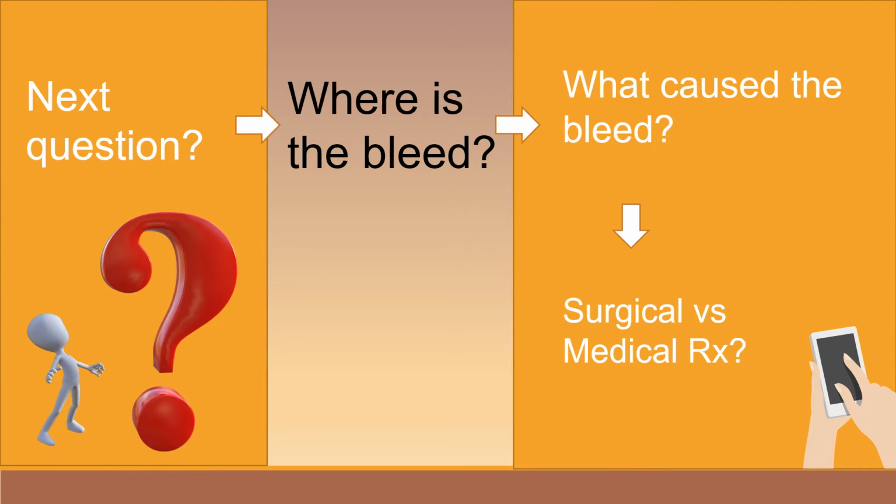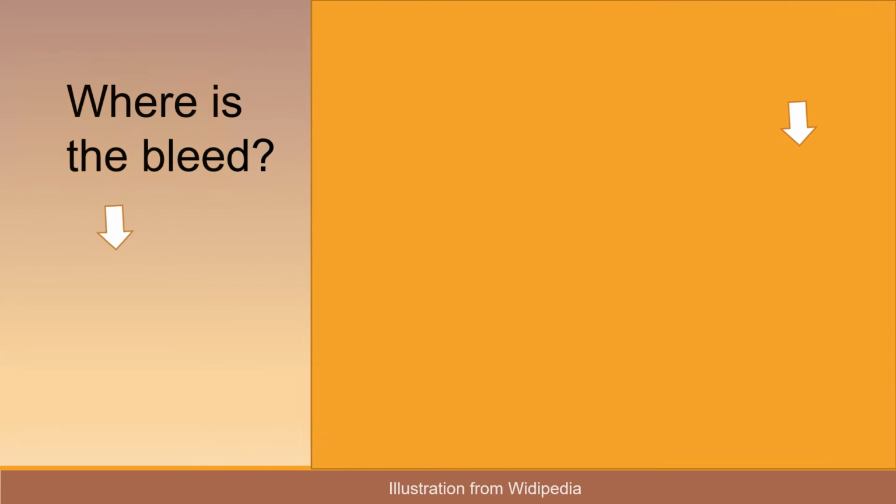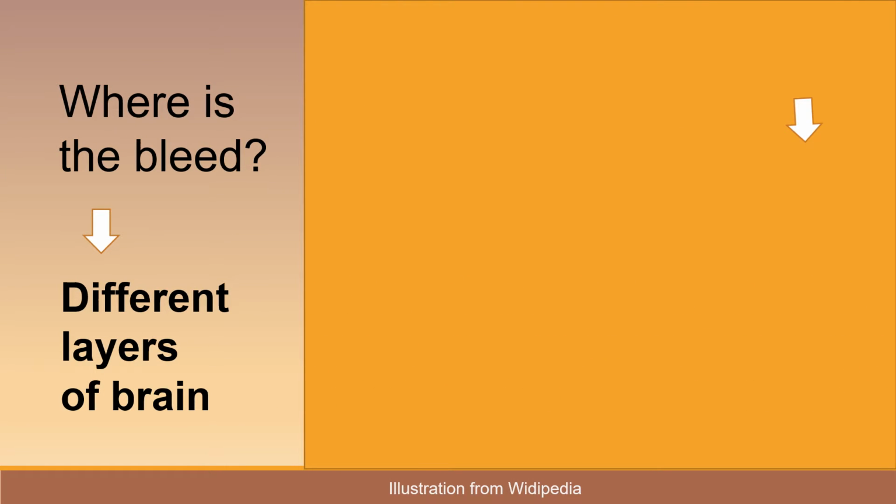The next question is, where is the bleeding? What caused the bleeding? Is it a surgical or medical problem? Does it need emergency neurosurgical treatment? The first question is, where is the bleed?